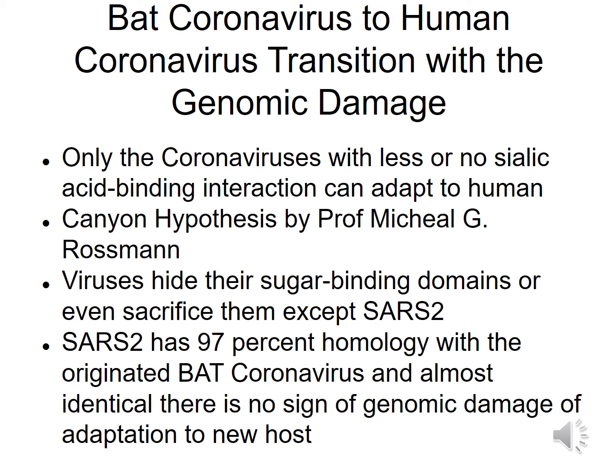But the other indication why SARS2 is not a normally adapted virus is that its homology with its parent bat coronavirus is 97%. So this indicates that SARS2 did not pass through this digestion, detection, this natural process, harsh treatment in pangolin, camel, alpaca, doesn't matter. It did not pass through this process.